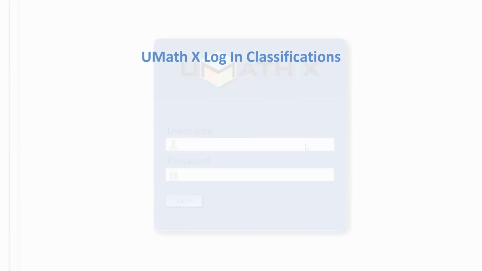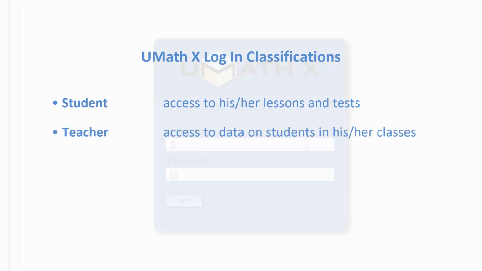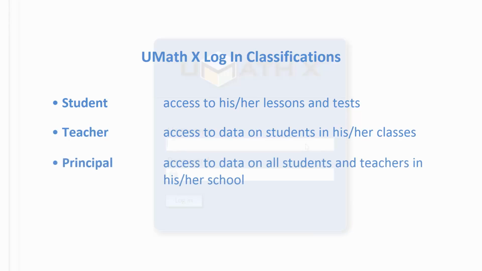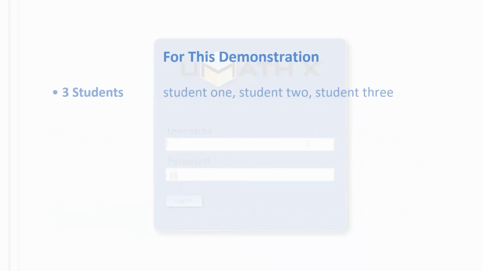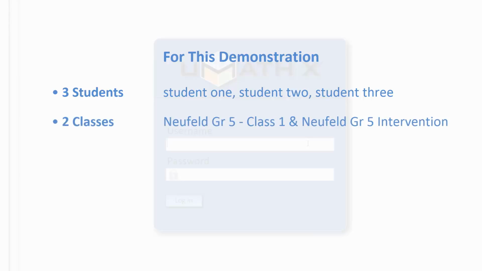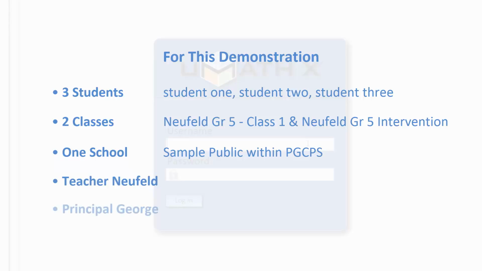Note that UMath has 4 login classifications. Student has access to his or her lessons and tests. Teacher has access to data on students in his or her classes. Principal has access to data on all students and teachers in his or her school. And District Leader, who has access to all district data to the level of student. For this demonstration, we've created 3 students, 2 classes, 1 school, Teacher Neufeld, Principal George, and District Leader.